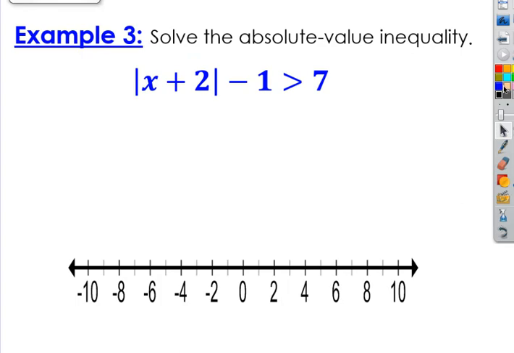Last one. If you remember back from when we did absolute value equations, this had to be by itself before I could start here. So in order to make that happen, I'm going to start by adding 1. So before I can see how far away it is from 0, I have to have this by itself.